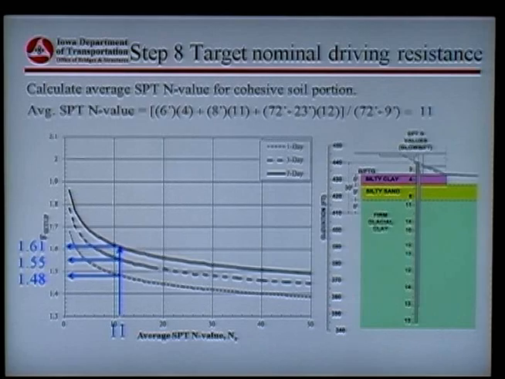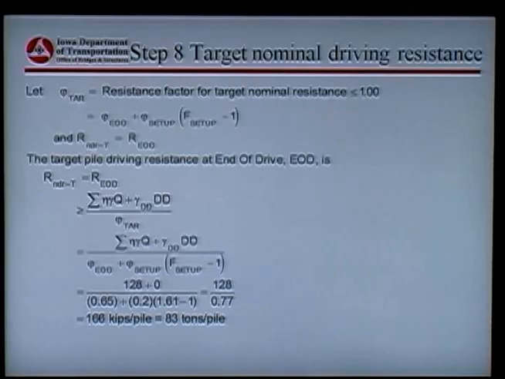So what's happening is at 1 day we expect a setup factor of 1.48, 3 days of 1.55, and 7 days of 1.61. So we're going to come back to this equation. And notice here we're filling in the factored load of 128. We had the phi factor at end of drive of 0.65, a phi setup of 0.2, and that value from the chart just a moment ago for 7 days was 1.61. When I run the calculations out for the denominator, I get 0.77.